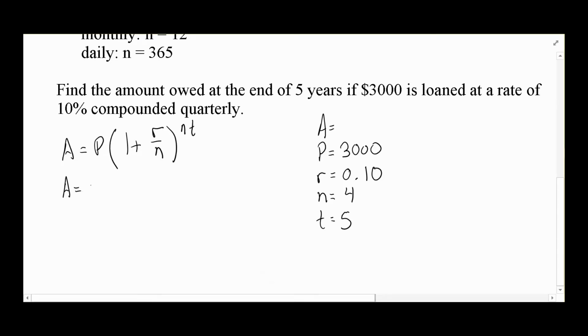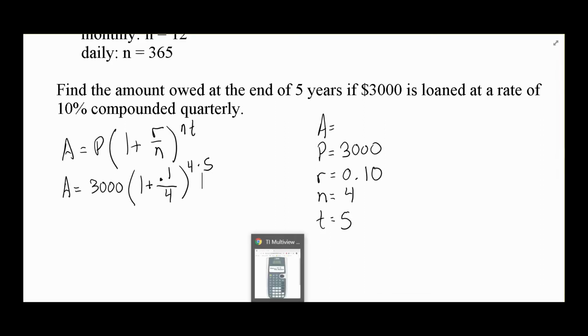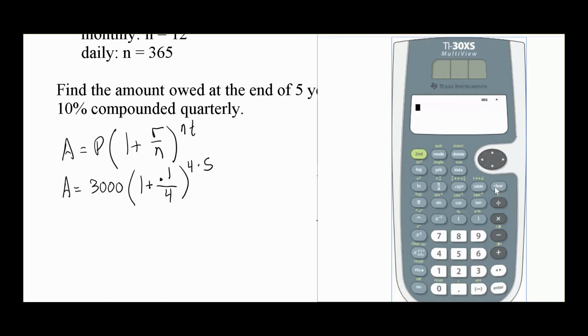So if we plug these values in, we get 3,000, 1 plus 0.1 over 4, all to the 4 times 5 power. Now, if you want to do some simplifications here, you really could. I'd prefer not to. I'd prefer just to use my calculators for what they're good for. So I'm going to take my scientific calculator, and I have 3,000 parentheses 1 plus. I'm going to hit the fraction button, the n over d button.